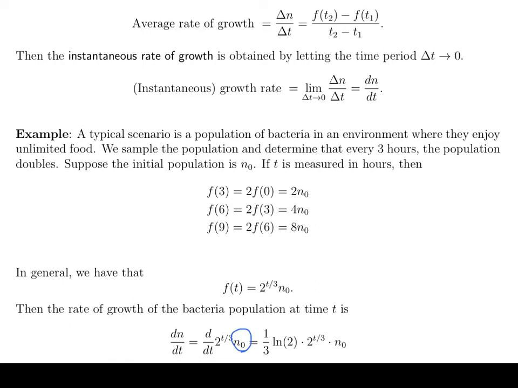So really, we just have to worry about differentiating 2 raised to the t over 3. Well, 2 to the t over 3 is an exponential function, so the derivative of that is itself. Of course, we do have to multiply by log 2 because the base of the exponential is 2. And then the 1/3, well, that comes from the chain rule.